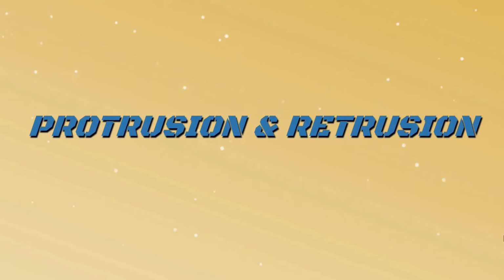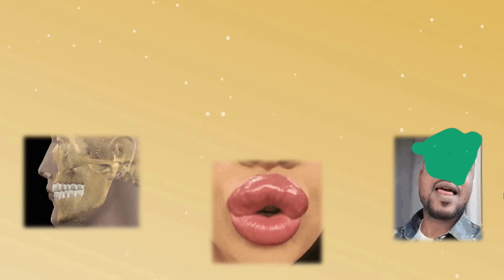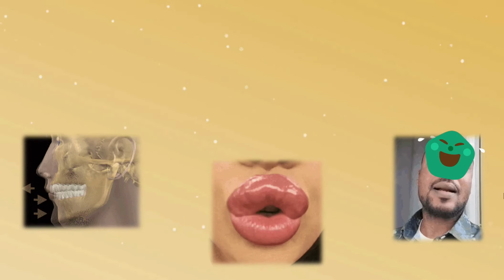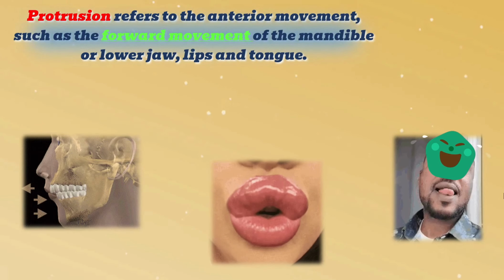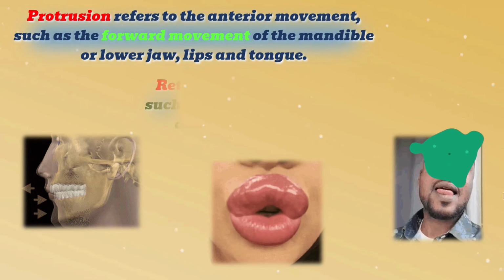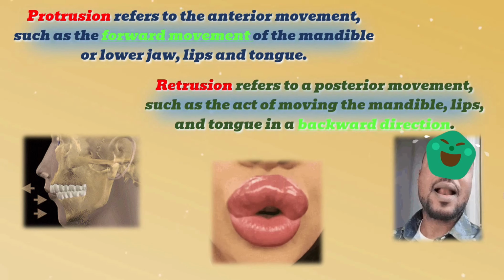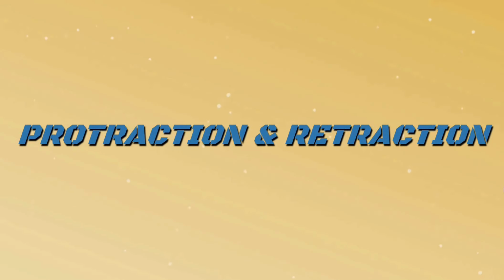Protrusion and retrusion are special types of anatomical movements. Protrusion refers to the anterior movement, such as the forward movement of the mandible or lower jaw, lips, or tongue. Retrusion refers to a posterior movement, such as the act of moving the mandible, lips, or tongue in a backward direction.